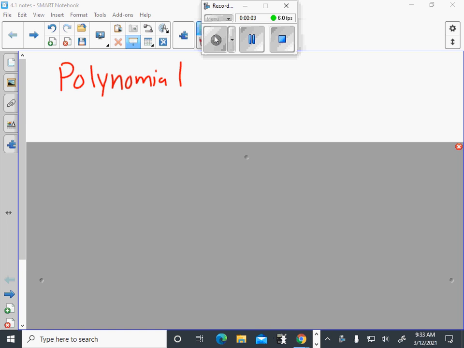Okay, this is 4.1, Algebra 2 Concepts B. Here's our notes. 4.1 is all about polynomials, and this first thing I want to talk about is what a polynomial is.